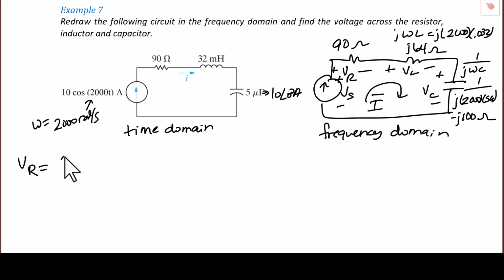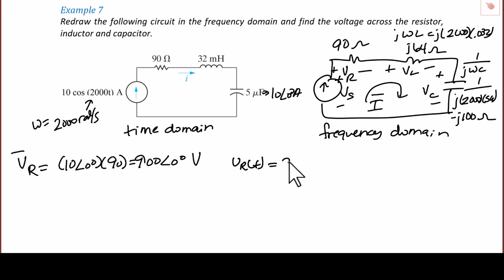So VR is 10 angle 0 degrees times 90. That's I times R, or 900 with an angle of 0 degrees, and the units are volts. In the time domain, that would be VR(t) is equal to 900 cosine 2000t volts.